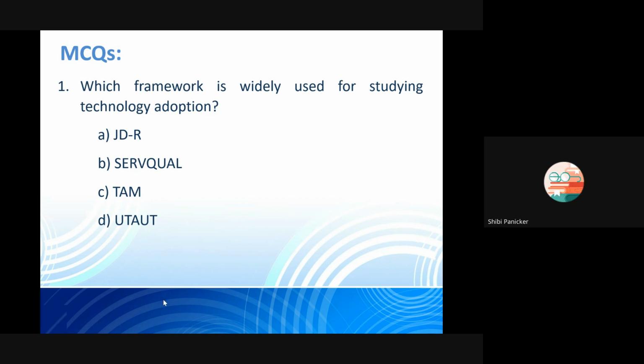No, ma'am? No. So you can explore this. SERVQUAL, ma'am. SERVQUAL means service quality: serv from service, qual from quality. Who propounded this model? Basically, it is used in services marketing. Then TAM. And what did you learn, Mohit sir?